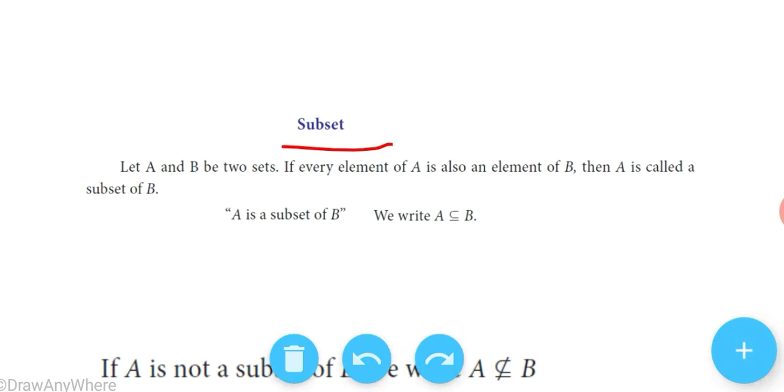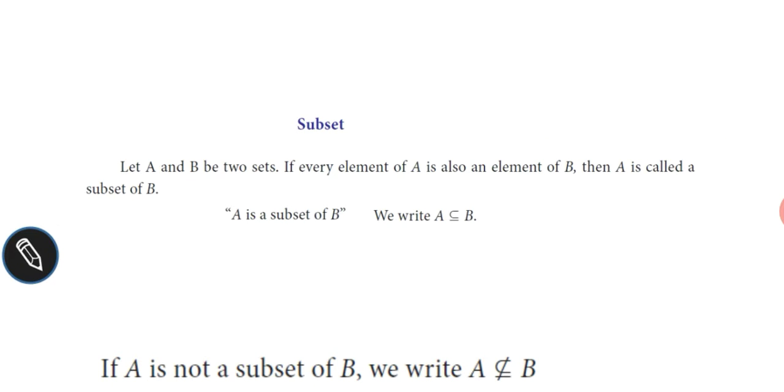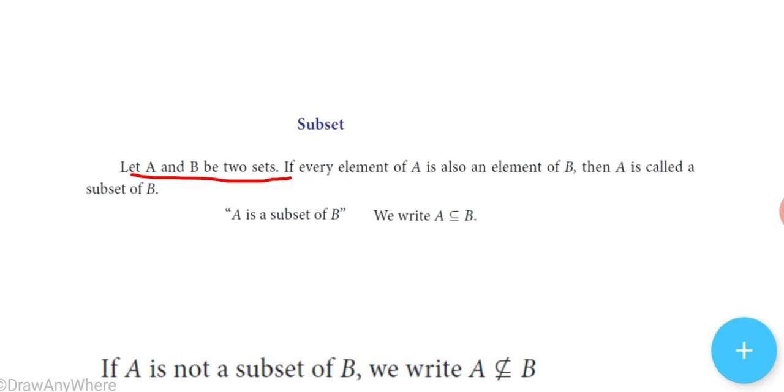Consider two sets, capital A and capital B. Let capital A and capital B be any two sets. If every element of capital A is also an element of capital B, then A is called a subset of B.